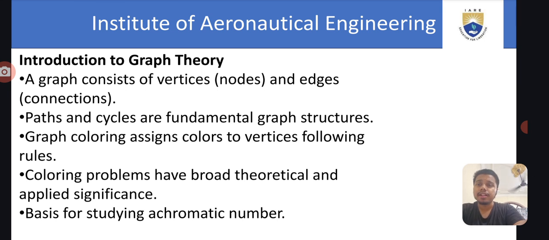Graph coloring assigns colors to vertices following rules. Coloring problems have broad theoretical and applied significance. This is the basis for studying achromatic numbers.